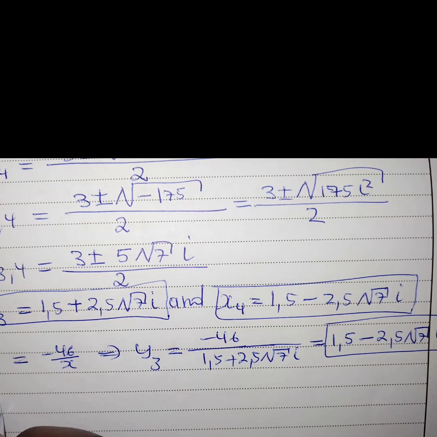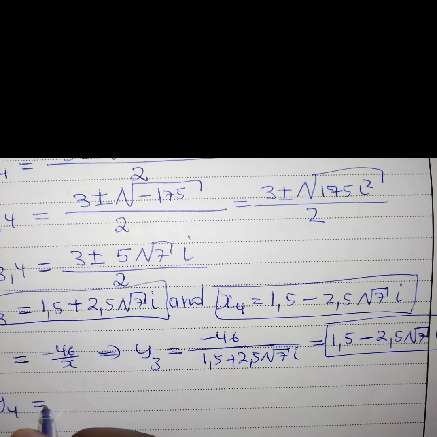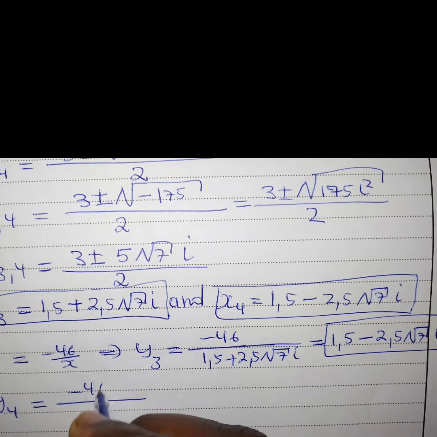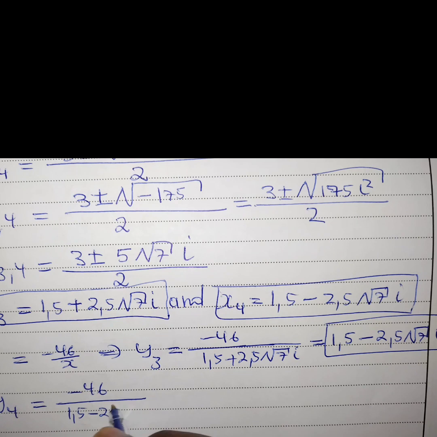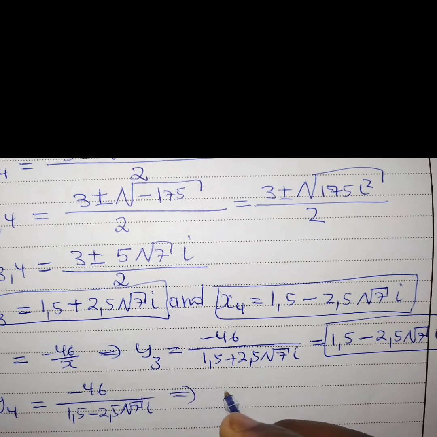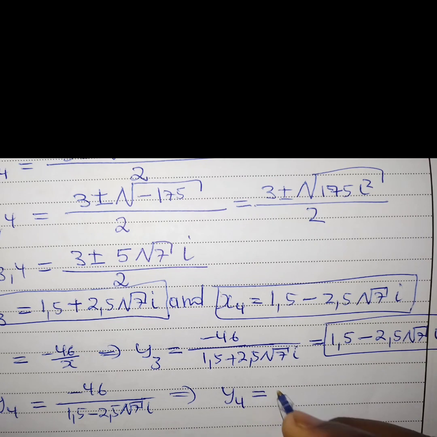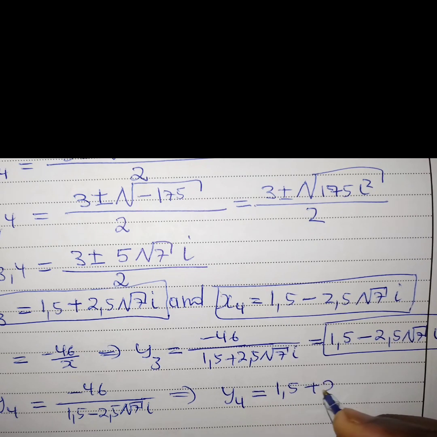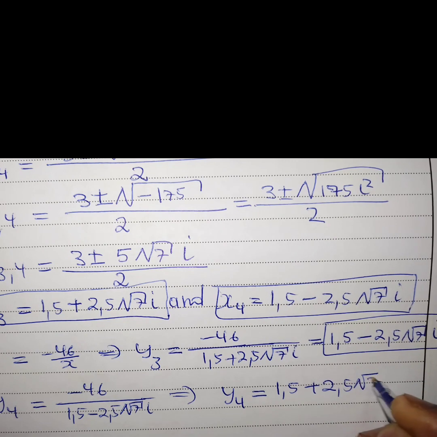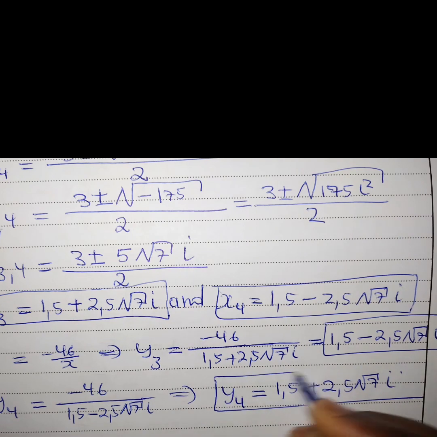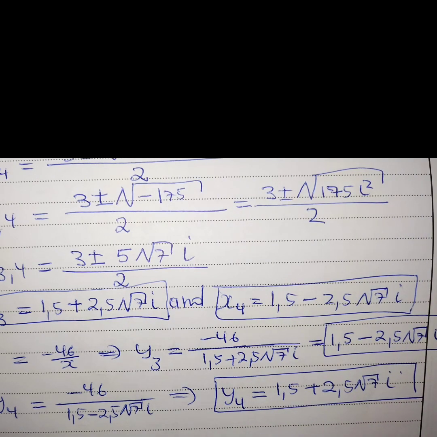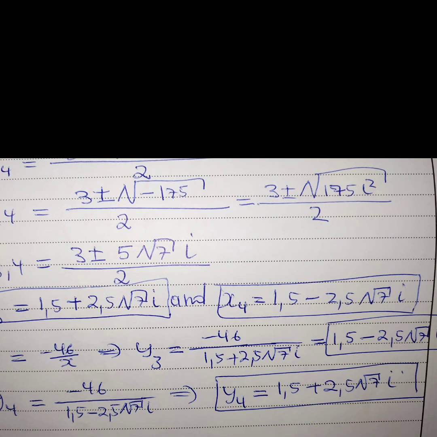In a like manner, y4 will be equal to minus 46 all over the value of x4, which is 1.5 minus 2.5 square root of 7i. And this implies that y4 will be equal to 1.5 plus 2.5 square root of 7i. So ladies and gentlemen, these are the values of x and y. These values are, of course, complex values.